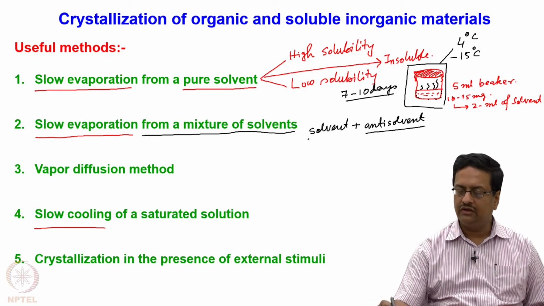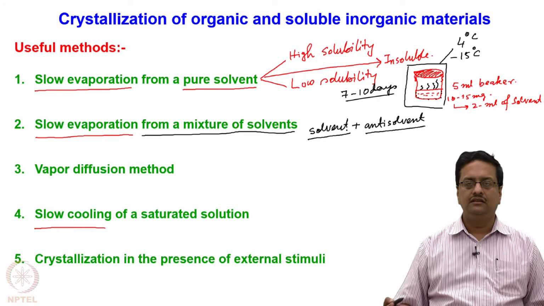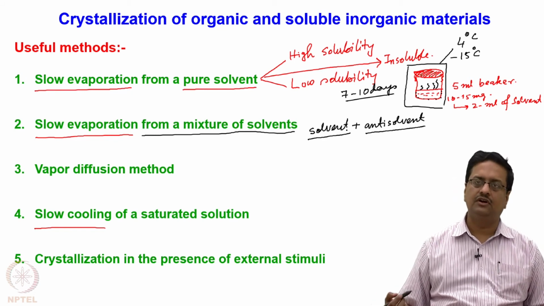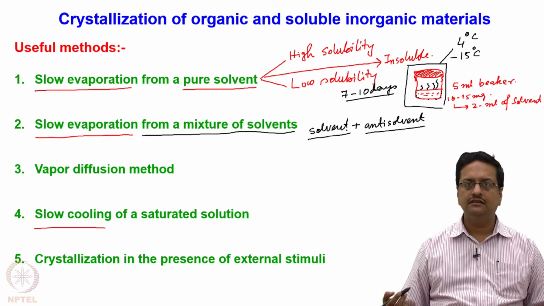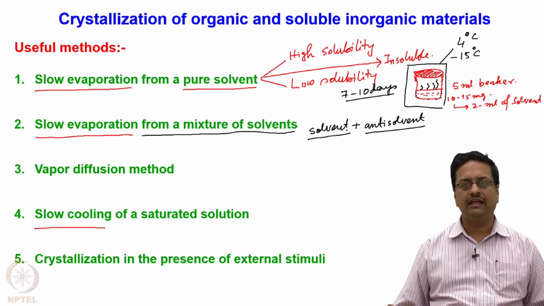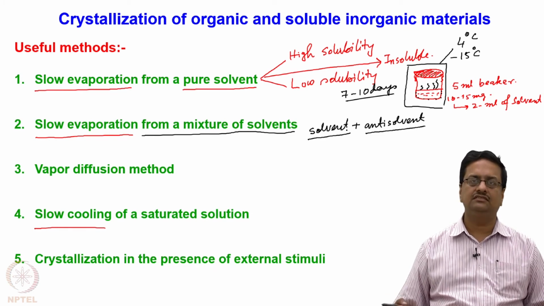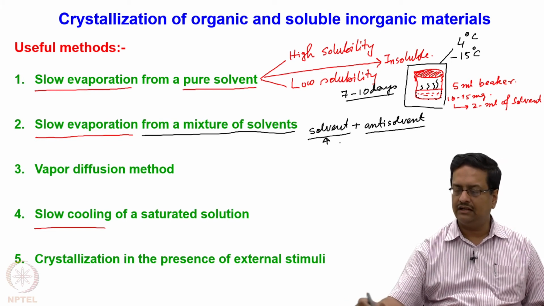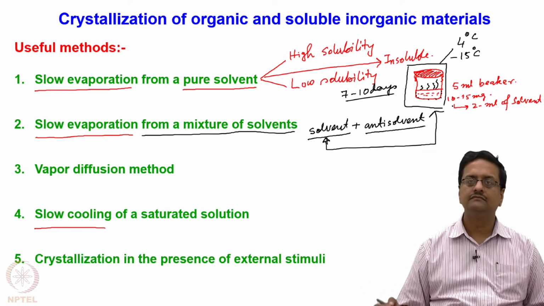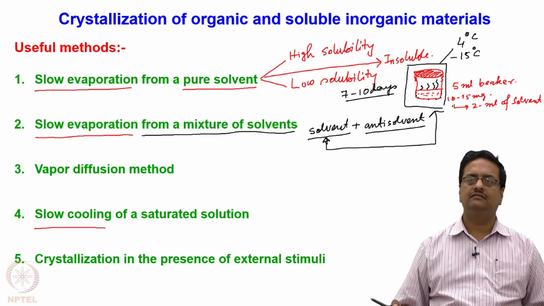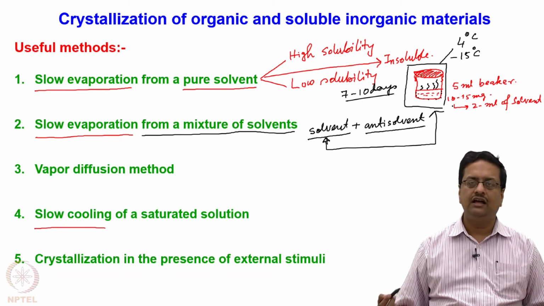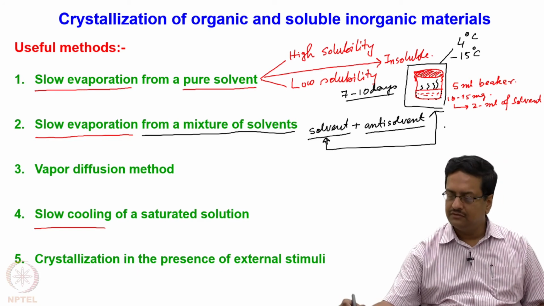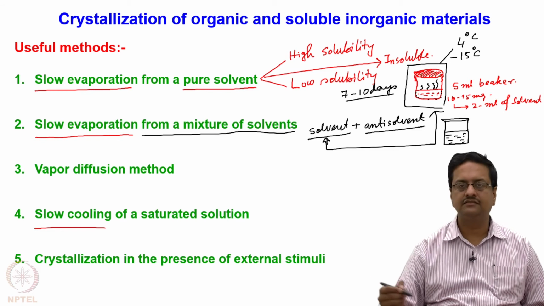So we take a liquid, suppose dichloromethane, in which the compound dissolves completely, and cyclohexane or n-hexane, in which the compound does not dissolve at all. We first dissolve the compound in the solvent in the same manner as we have done previously, and then we add the anti-solvent to the same solution and mix them well. So what we now have is a solution of our compound in a beaker in two different solvents.